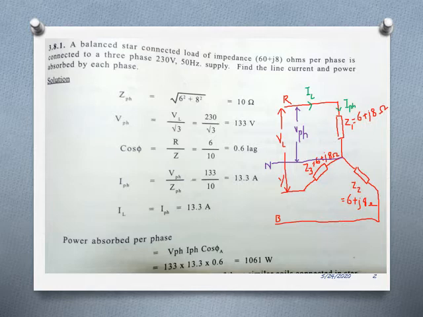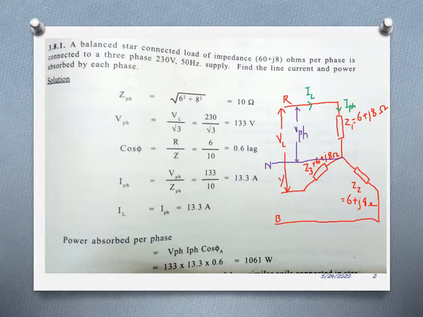So Z phase, or the impedance, is equal to square root of R square plus XL square, that is square root of 6 square plus 8 square. So it gives 10 ohm. Now the voltage given is the line voltage. Always the voltage given will be the line voltage. So 230 volt is nothing but VL.